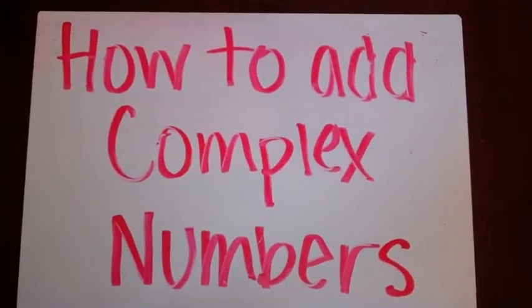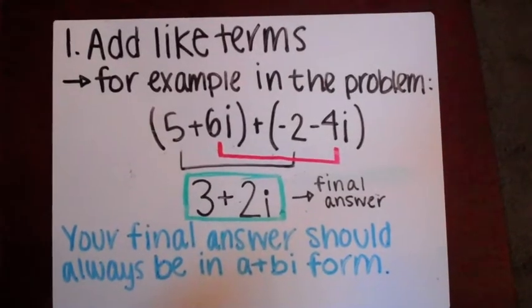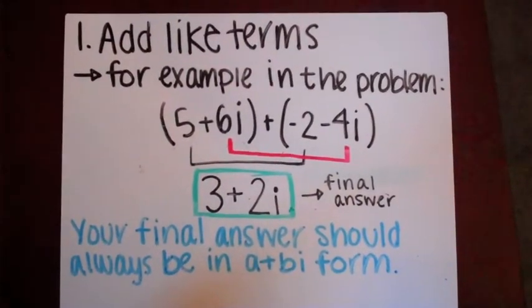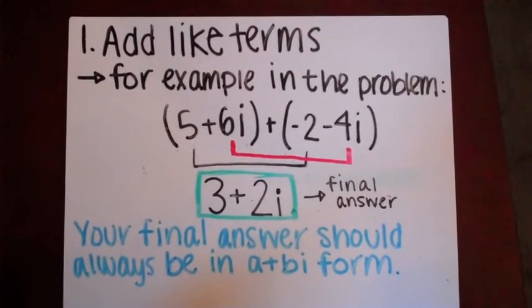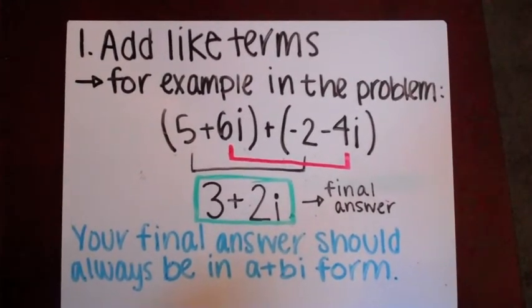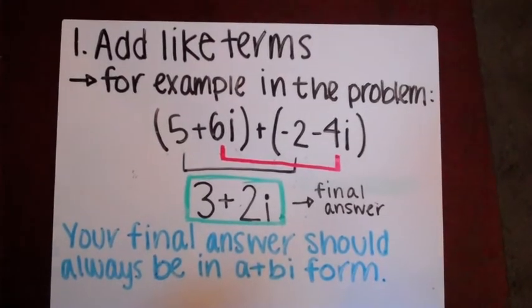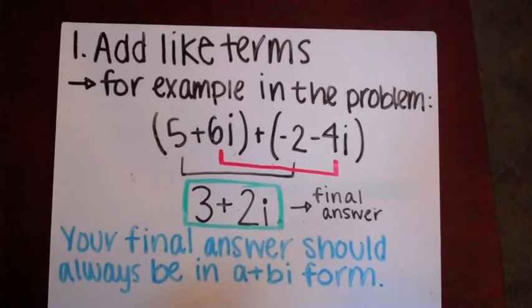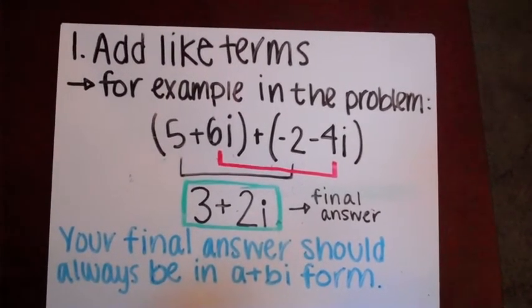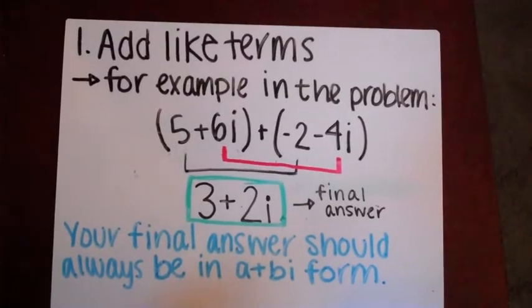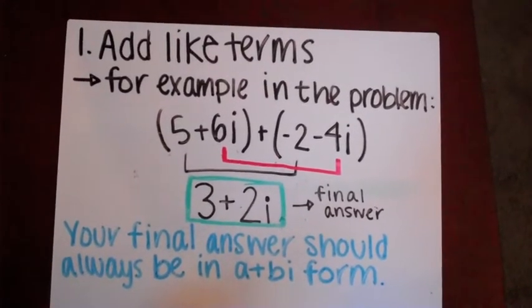How to add complex numbers. First off, add like terms. For example, in this problem, 5 plus 6i in parentheses plus negative 2 minus 4i in parentheses. First, you would take your like terms, which would be 5 plus negative 2 and 6i plus negative 4i, and you get your final answer of 3 plus 2i. Your final answer should always be in a plus bi form.